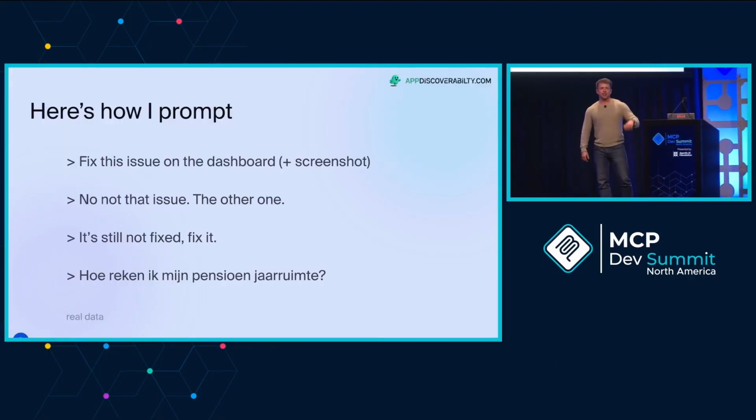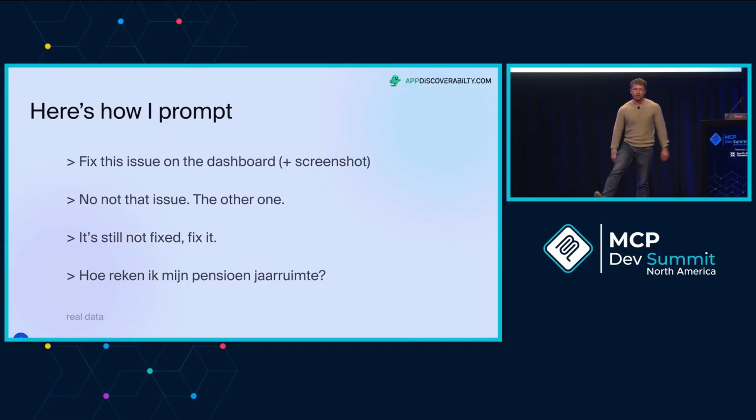So I actually looked at a bit of how I prompt. These are real prompts I've made, and I'll say stuff, this is to Claude Code: "Fix this issue on the dashboard," and I'll attach a screenshot. And I'll be like, "No, not that issue." And then I'll say, "No, it's still not fixed, fix it." And then I'll say something in Dutch about my pension, all in the same conversation.